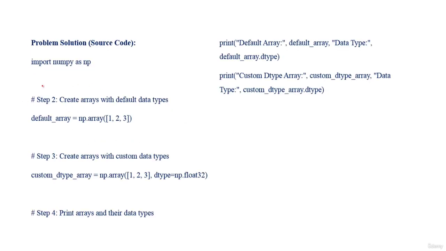You can see that we import NumPy, and in the second step, a default array is created with the default data type. For the custom array, you can see the custom data type is a 32-bit float. Dtype means data type, and its value is float. Then we print the default array and the custom array.